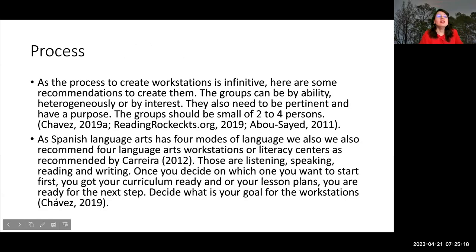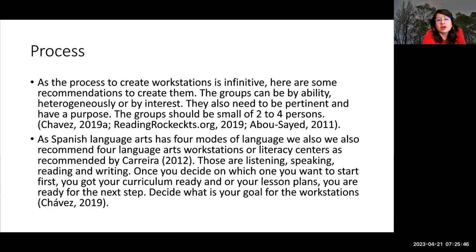Okay, so now let's talk about the process, how we can create the workstations. Okay, as the process is iterative, here are some recommendations, okay? The groups can be formed by ability, heterogeneously, or by interest. They also need to be pertinent and have a purpose. The groups should be small, 2 to 4 persons, or they can also work individually, but that will be like individual work.